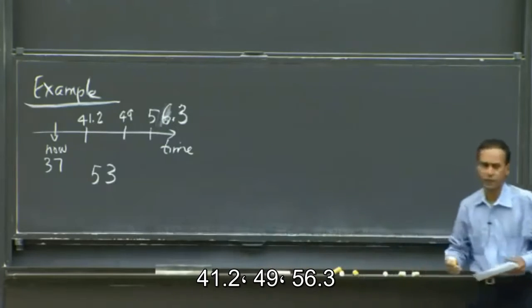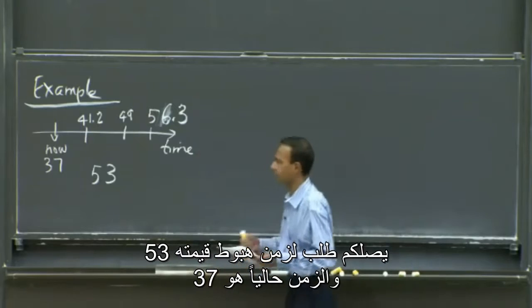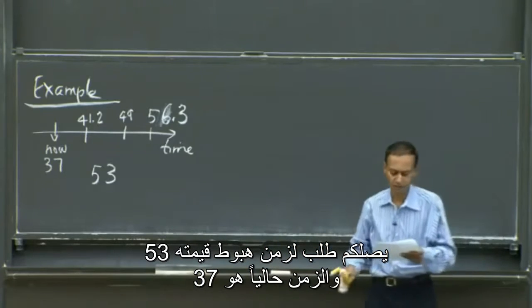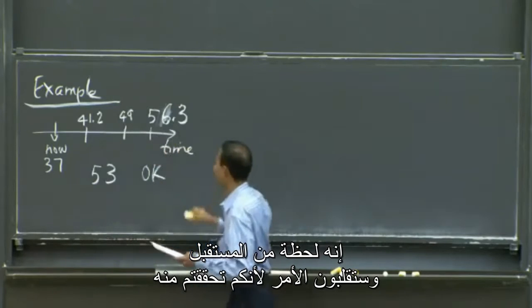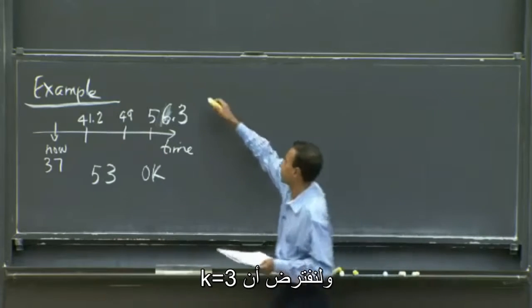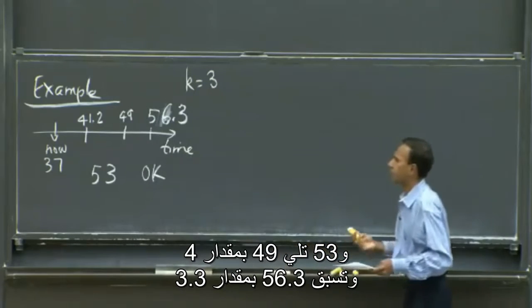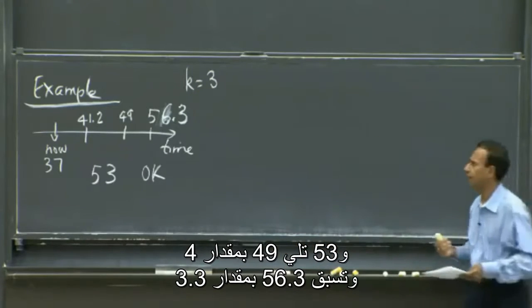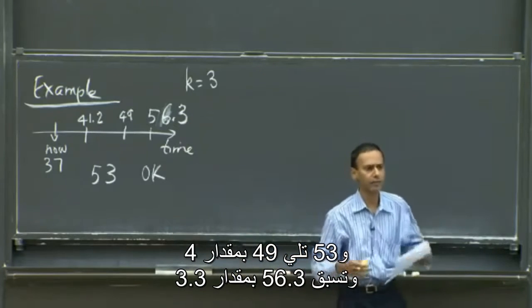41.2, 49, and 56.3. You may get a request for landing time 53, and right now the time is 37. It's in the future, and you say, OK, because you've done the check, and let's assume that k equals 3, and 53 is 4 ahead of 49, and 3.3 before 56.3, so you're OK.